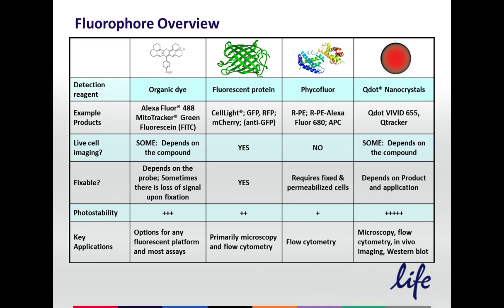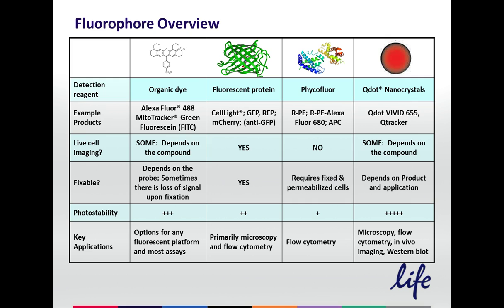Phycofluors like RPE and APC and tandem dyes, not for live cell imaging unless you're doing a surface label. They require fixation and permeabilization if you're doing an intracellular label. Live cells can be labeled on the surface and fixed afterwards. Again, these are not photostable at all. And the key application, therefore, is flow cytometry.